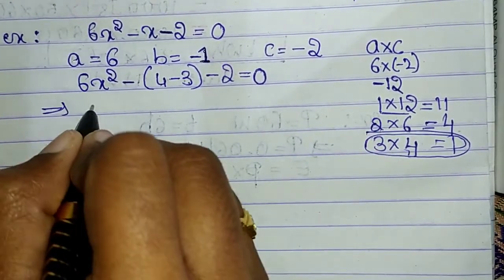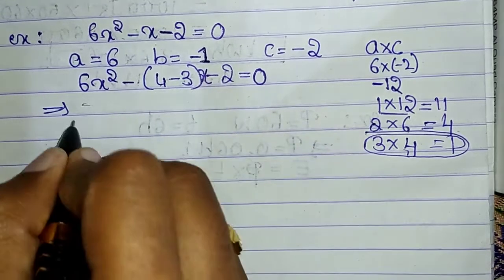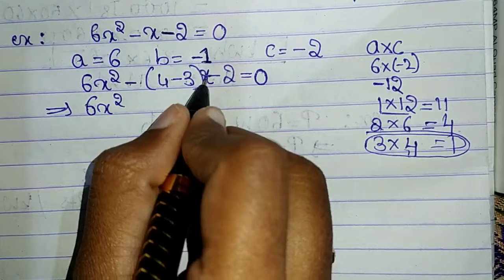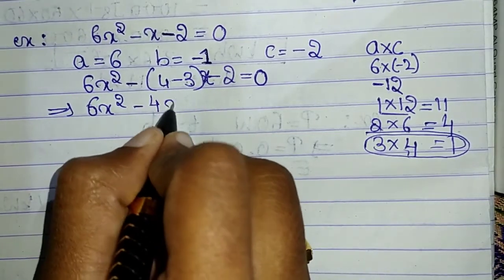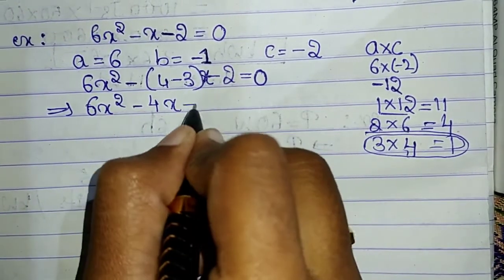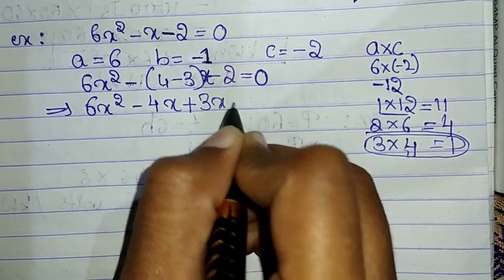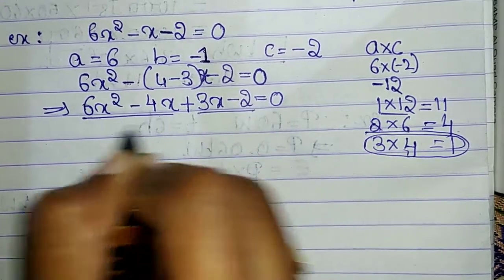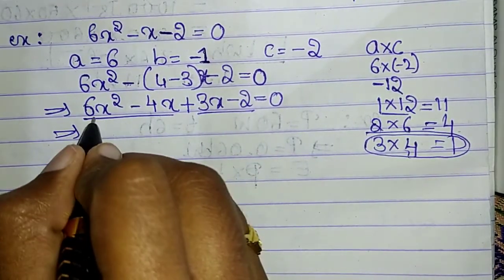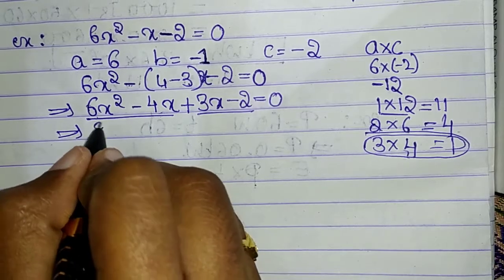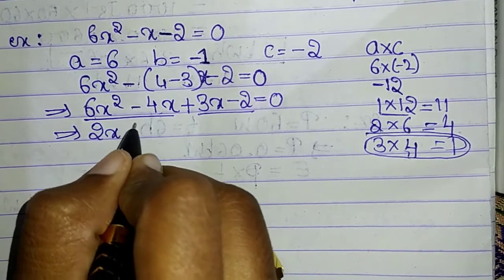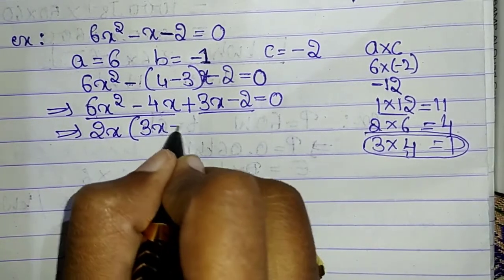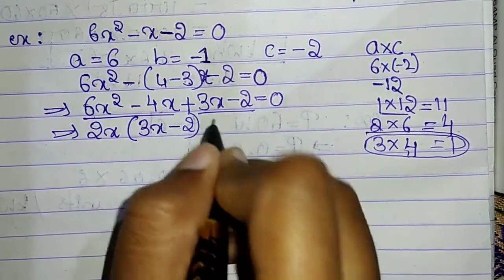So now let us open the brackets. 6x square minus 4 into x is minus 4x, minus into minus plus 3x minus 2 is equal to 0. Now grouping these terms, we get 6 and 4, we have 2x common between them. So 2x, when we remove them, we have 3x minus 2 remaining in the bracket.